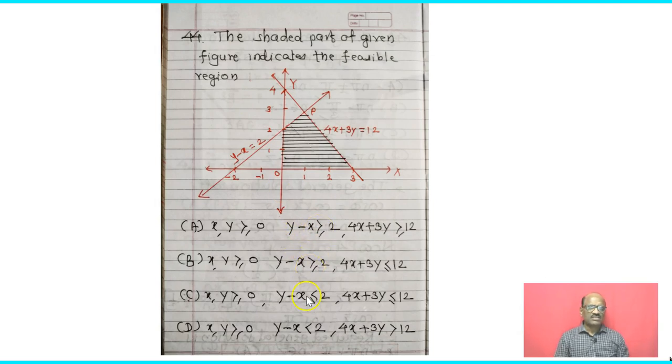Not satisfied, but this is satisfied, and this is the total satisfied. The equation, that is option C, is the correct one. That is, x and y are both greater than or equal to 0, and y minus x is less than or equal to 2, and 4x plus 3y is less than or equal to 12. That is, option C is the correct one.